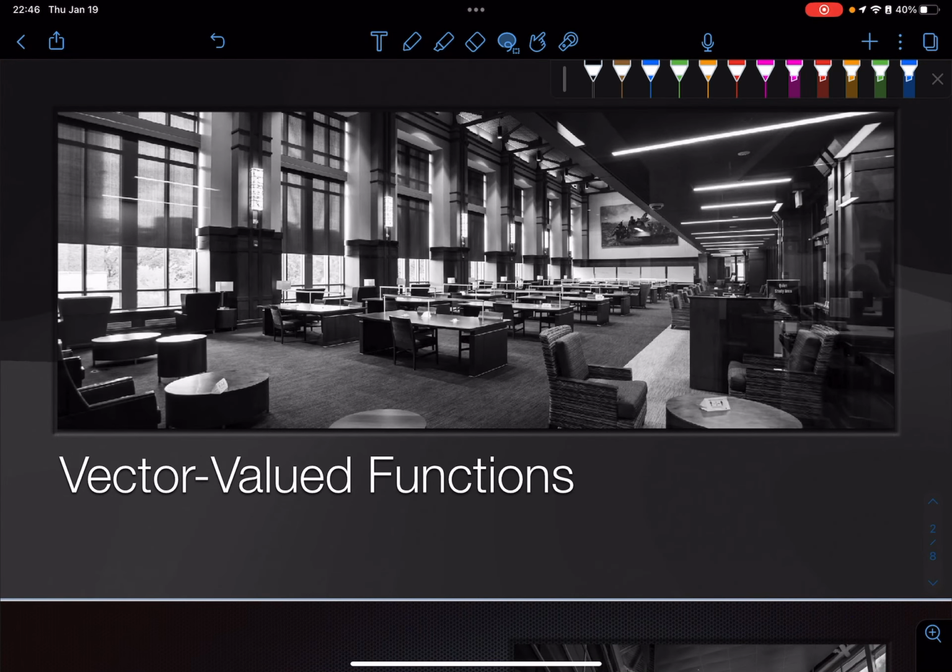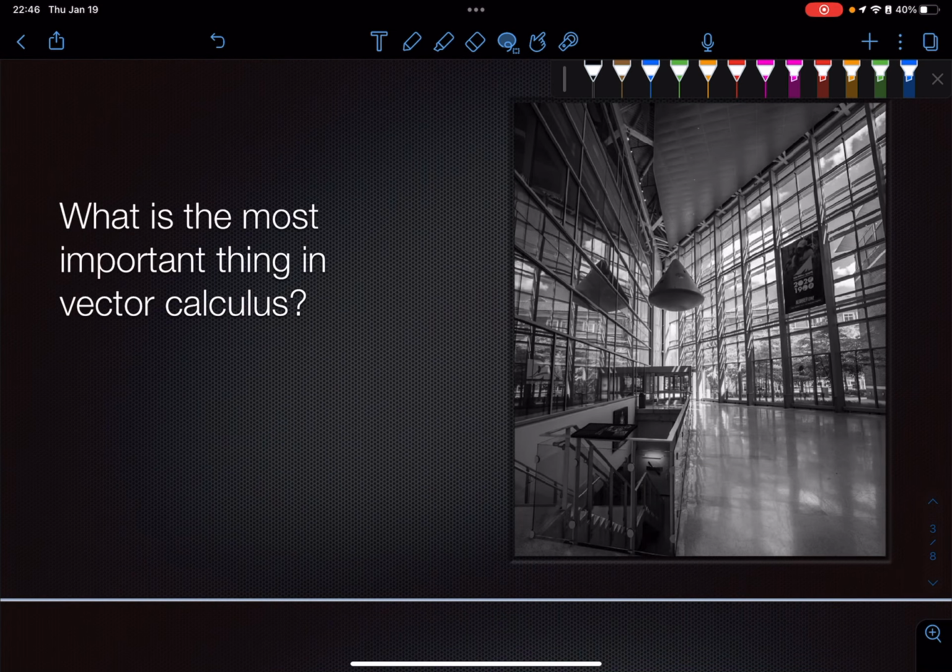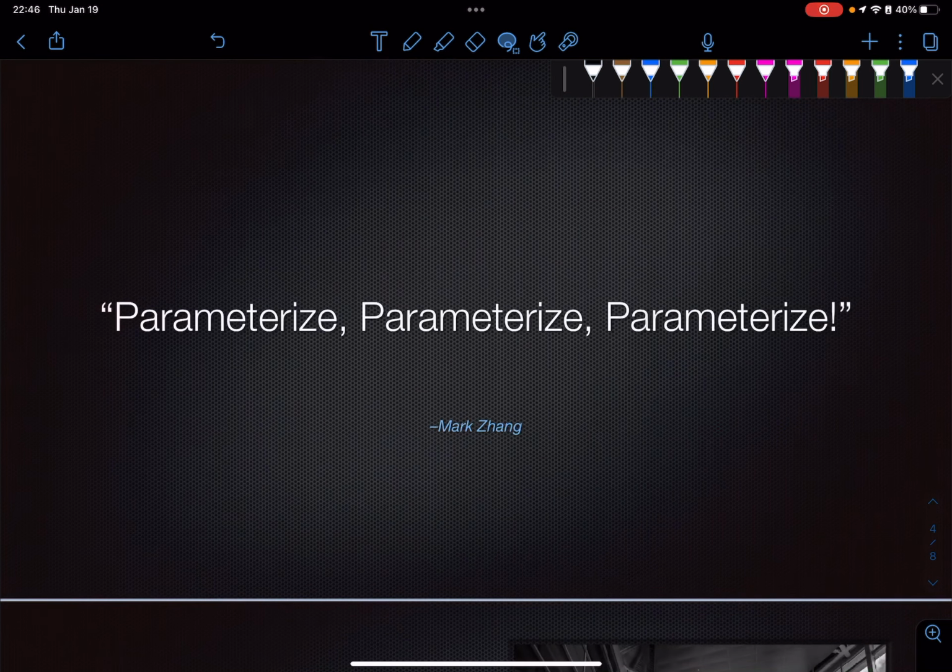Today we're going to talk about vector valued functions. And the first question I have for today is, what is the most important thing in vector calculus? This is an open-ended and more of an opinionated question, but for me, after helping students work Calc 3 over 2 years, I think the most important thing in vector calculus is parameterization, okay?